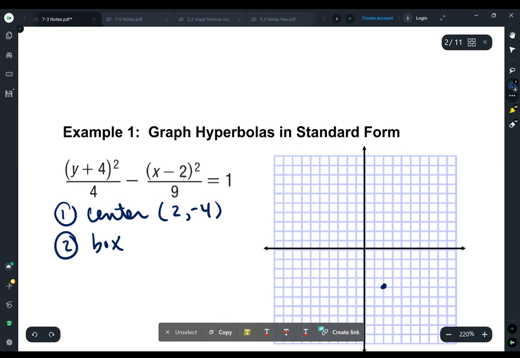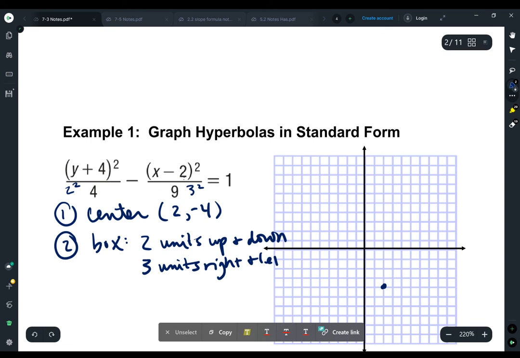And then next I want to draw a box. Because y is over 4 and 4 is 2 squared, that means I'm going to go 2 units up and down for my box. So it's really like an ellipse. x is over 9, which is 3 squared, so I'm going to go 3 units right and left. So this is like what we did before. 2 up and down, 3 right and left. But then instead of connecting those and trying to make a curve and doing an ellipse, we are just making a box.